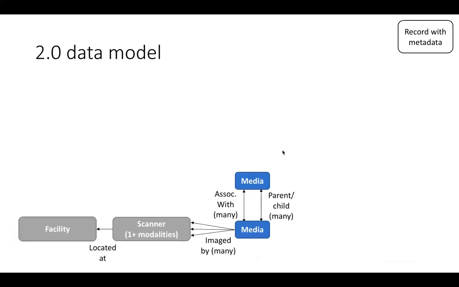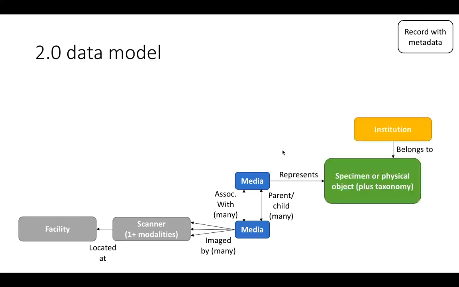Media can be imaged by one or more scanners, where each scanner is going to be associated with one or more modalities. So you can even have an explicit scanner that is, say, a micro CT/MRI machine. But each scanner is still going to be housed at a facility. Media will still represent specimens or physical objects plus taxonomies.